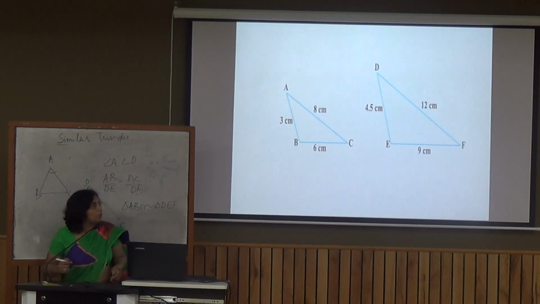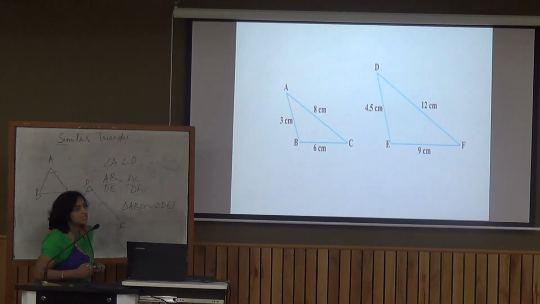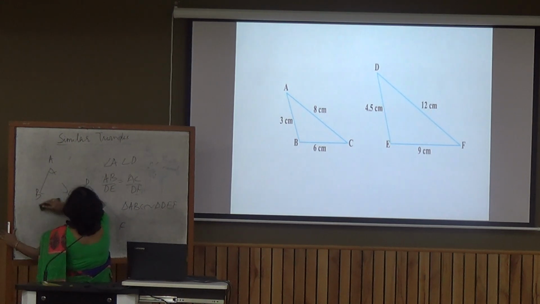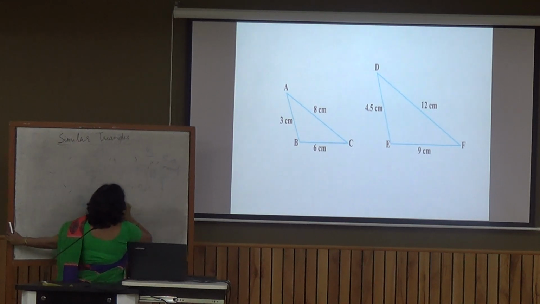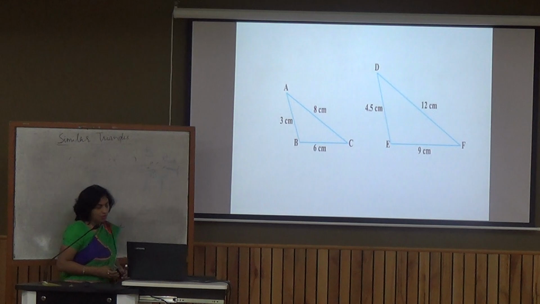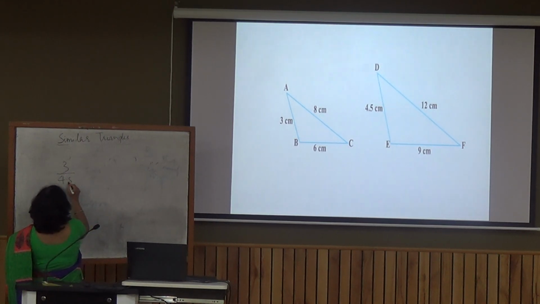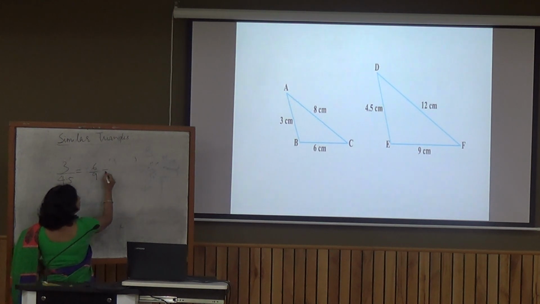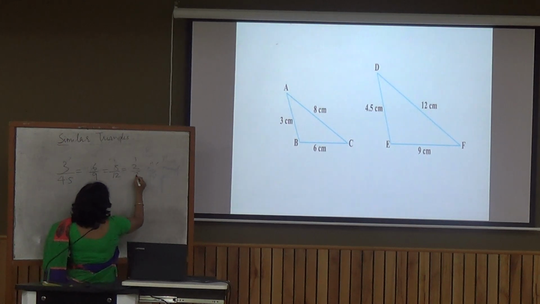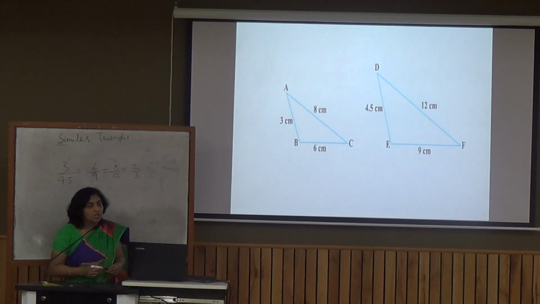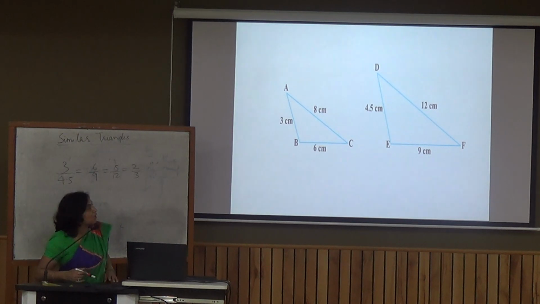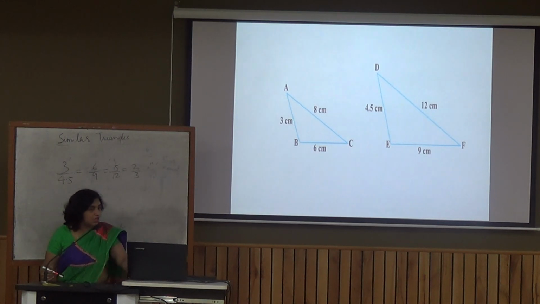Let's move to one example. Here we have to show that both the triangles are similar. We see that AB of the triangle is 3 cm, DE is 4.5. So 3 upon 4.5 is 6 upon 9 and 8 upon 12. All are equivalent to 2 by 3. So the sides of both the triangles are in the same ratio. So these two triangles are similar by SSS criteria.